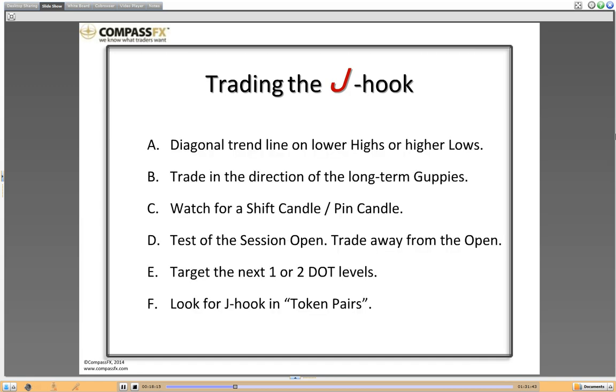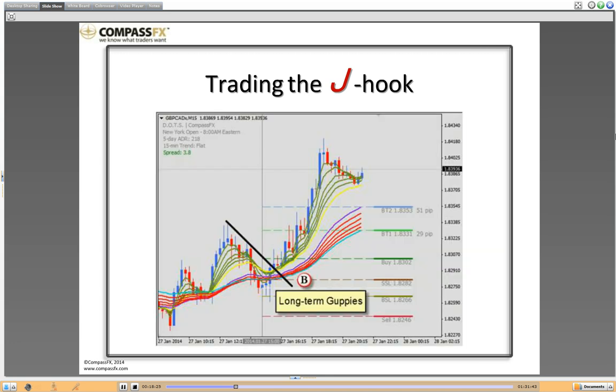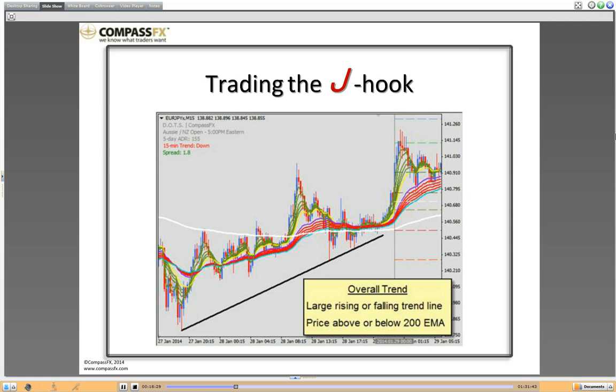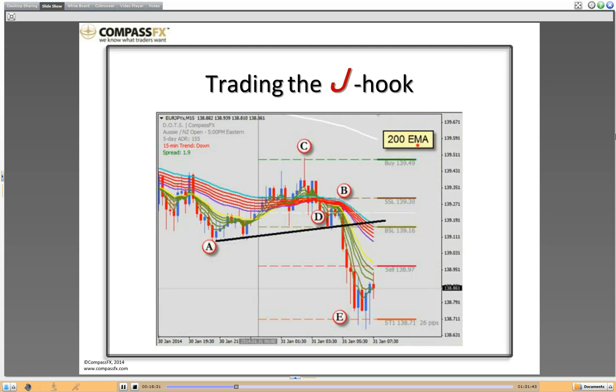Okay. So the test of the session open. Ideally, the easiest trade to take is the test of the session open, where you break away from it and you come back to it. See if I can get to one. I bet there's a slide like that. And that was a 200 day.